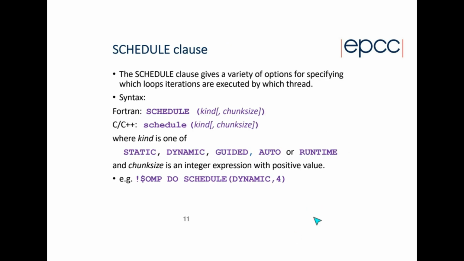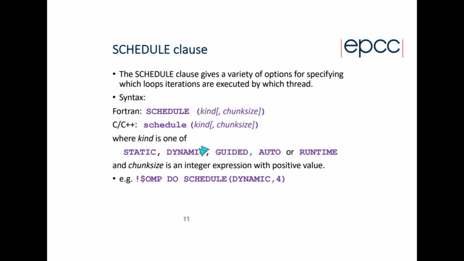So in that case, we need to think about applying a schedule clause to the loop. And this gives us a variety of options for specifying an algorithm by which the loop iterations are executed by which thread.